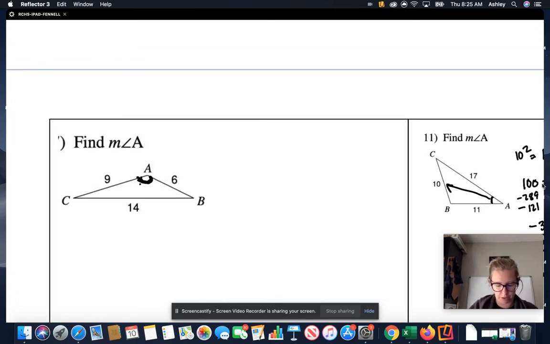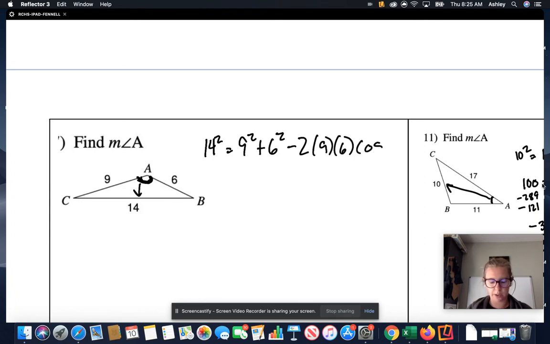So first thing we want to do is spot the opposite side because we're going to have to use that on the left-hand side of our equal sign. So 14 squared is going to be equal to 9 squared plus 6 squared, my other two sides, minus 2 times 9 times 6 times the cosine of now A. Okay, so that's the piece that we are solving for. So we're going to have to isolate that piece right there.